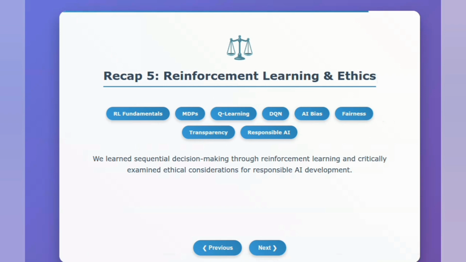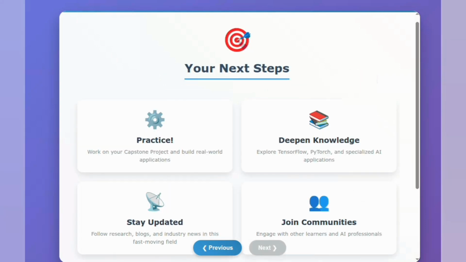You now have a solid foundation across the core domains of modern AI. What are your next steps? Practice, work on your capstone project. Deepen your knowledge, explore specialized topics like specific algorithms, frameworks, TensorFlow or PyTorch, or specific applications like more advanced NLP, robotics. And stay updated. AI is a fast-moving field.